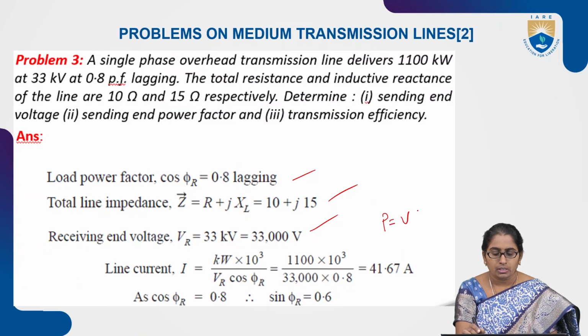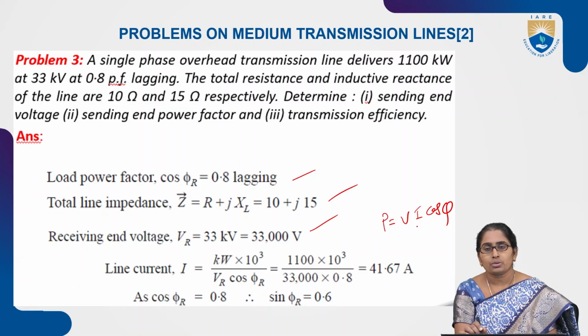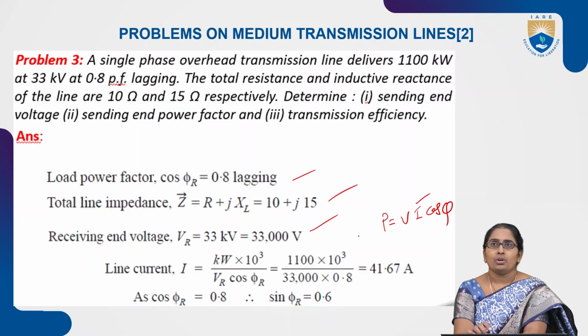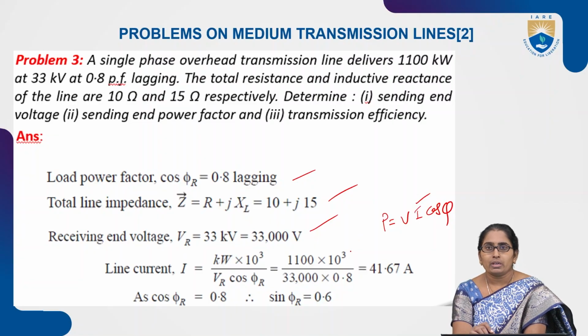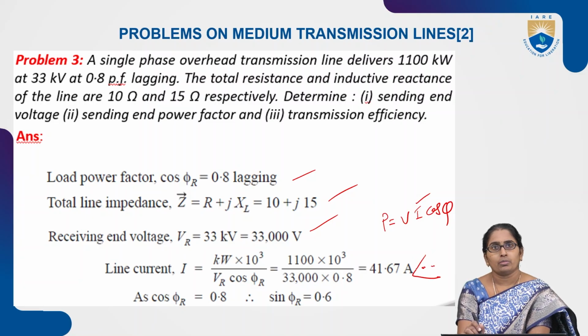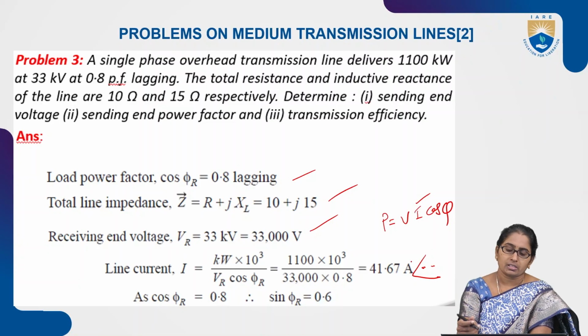For a single phase transmission line, this is the power expression. Current is given by P by V cos φ. At the receiving end, 1100 into 10 cube by 33,000 into 0.8. The power factor is given as 0.8, so that is written separately. If you want to mention it here also, we can write minus 36.9 degrees.